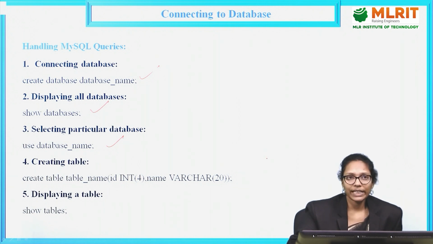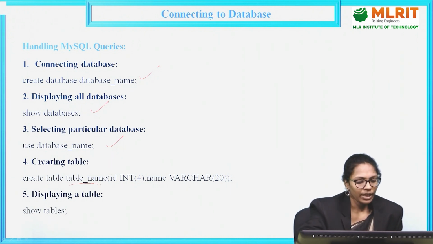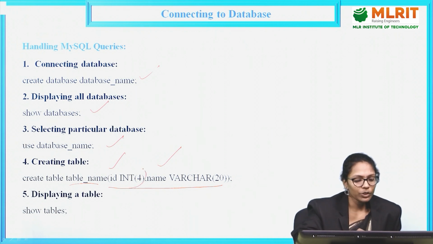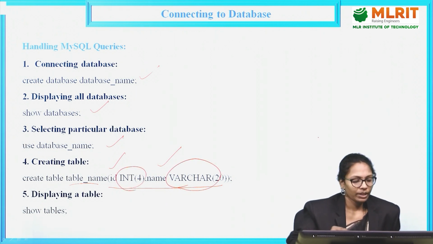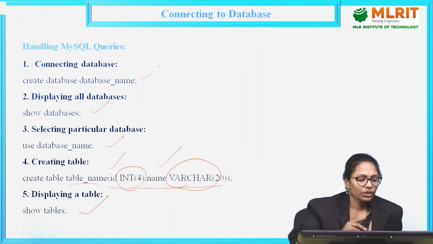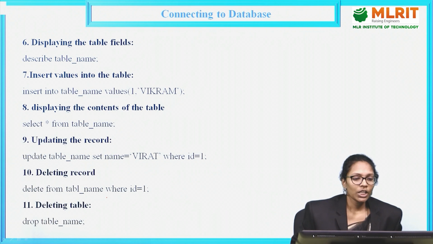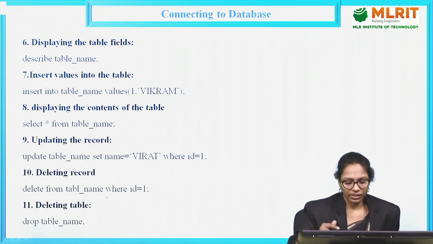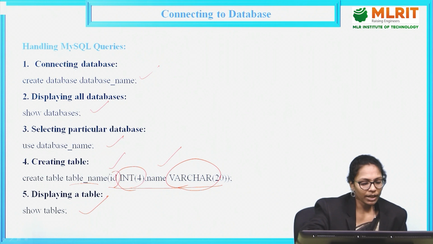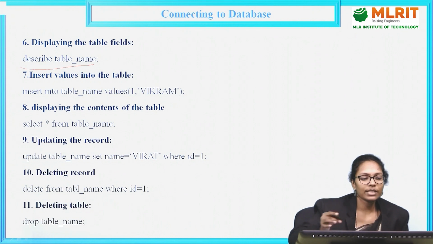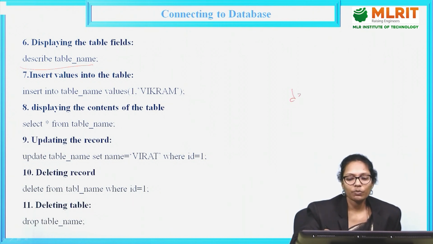Next is creating a table. Create table, the table name, followed by the fields in your table. ID is one field, name is another field. For all these, you should also specify the data type. To display the list of tables, you should use the query show tables. All the tables in your database will be listed. Next, to display the table fields: in this table we have two different fields, ID and name. To get this information, you use the query describe followed by the table name.